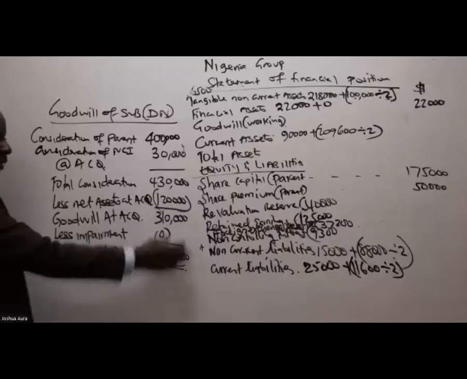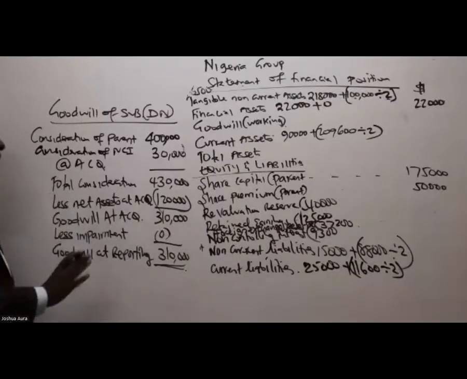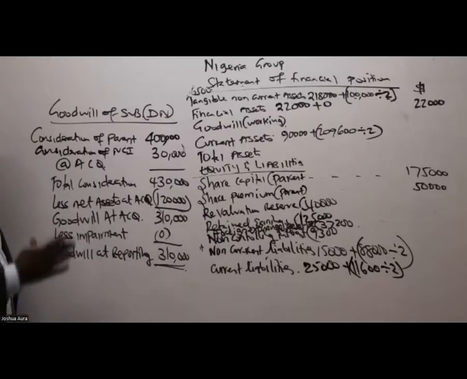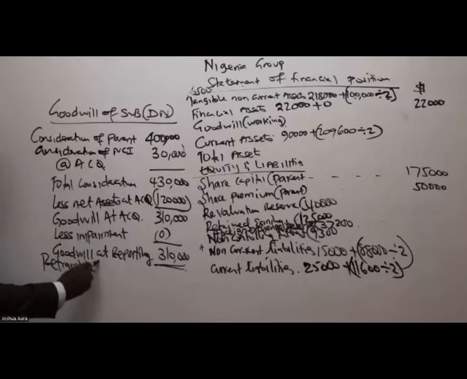I wish I had some space here, but immediately I get this goodwill of a foreign subsidiary, the next thing that I should do is to retranslate the goodwill. So retranslate the goodwill. So how do we do this?